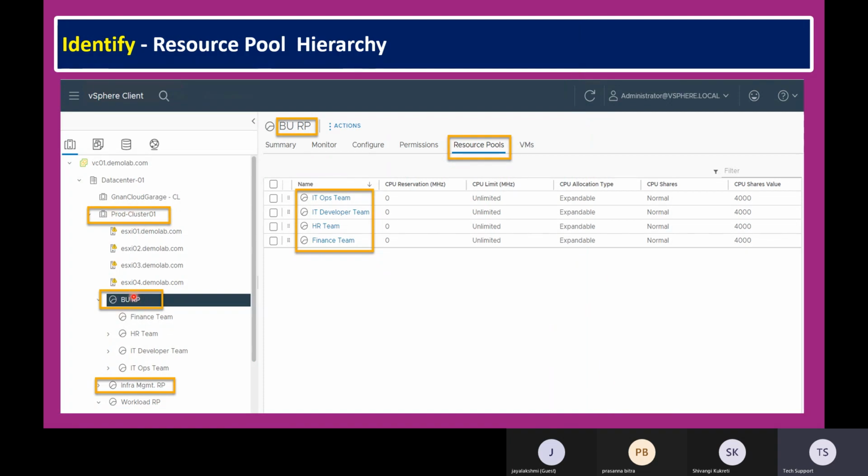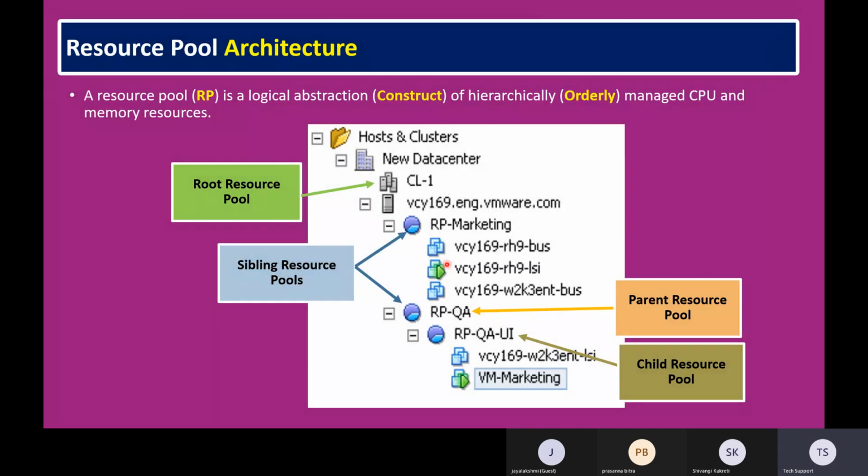Suppose BU is considered a parent resource pool. Under the BU resource pool, we created some sub resource pools. These are all considered child resource pools. Infra management also, if there is any child resource pool, is considered a parent resource pool, and the relation between BU and infra is that both are sibling resource pools. Same as our diagram. These two resource pools are siblings and the cluster is root, and whatever child we have, that resource pool is also considered a parent resource pool.